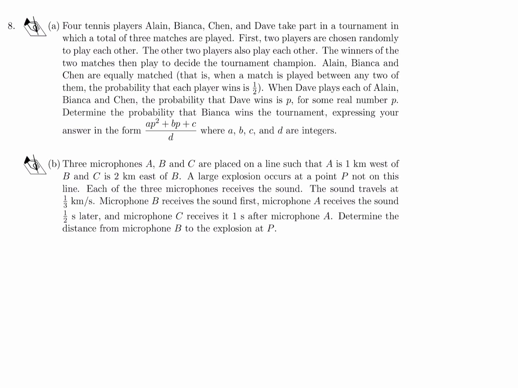Elaine, Bianca, and Chen are equally matched. That is, when a match is played between any 2 of them, the probability that each player wins is a half. When Dave plays each of Elaine, Bianca, and Chen, the probability that Dave wins is P. For some real number P, determine the probability that Bianca wins the tournament, expressing your answer in the form AP squared plus BP plus C over D.